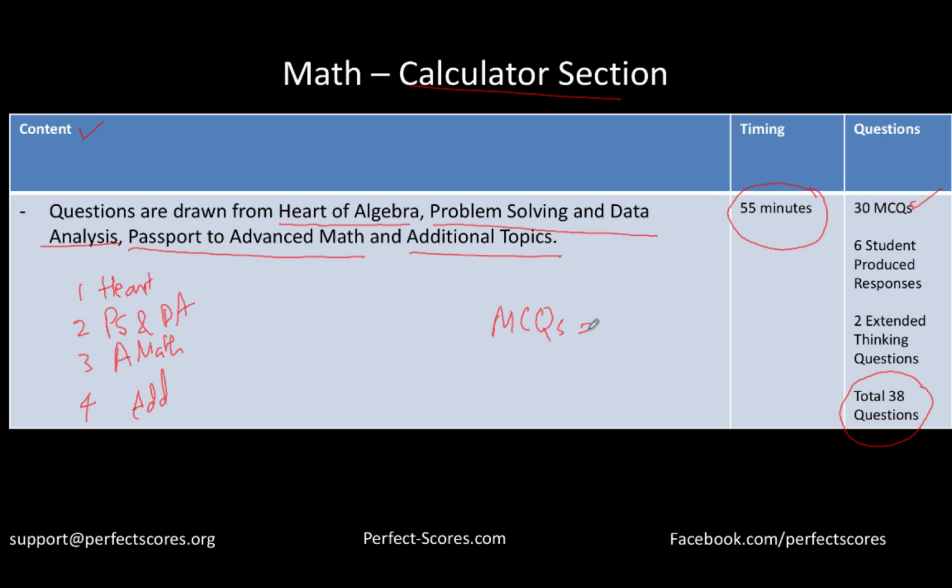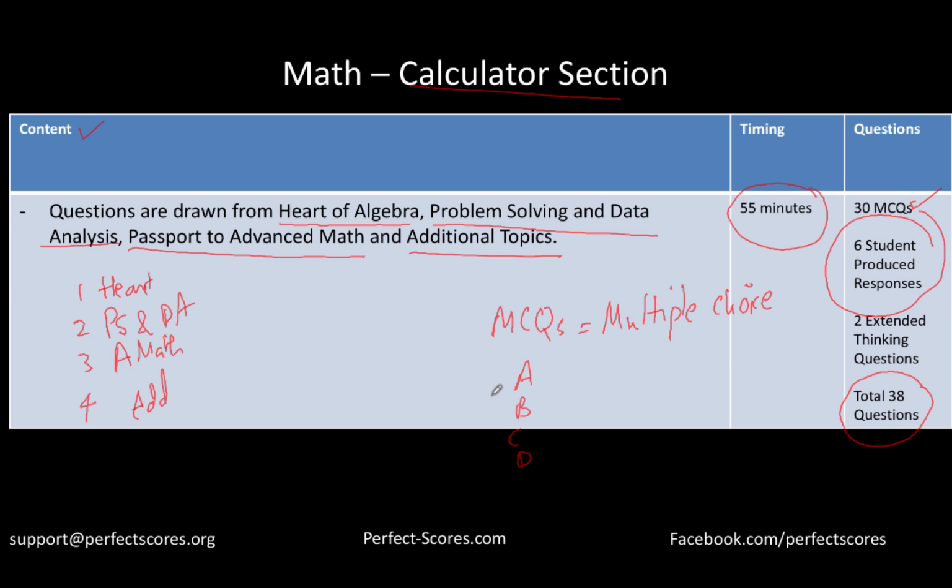MCQs are nothing but multiple choice questions, something that was there in the previous SAT as well. You would be getting 4 answer options, and you'll have to select one answer option out of those 4, right? So pretty standard, something that was there in the previous test as well. So nothing new there. Then you'll be having 6 student-produced responses.